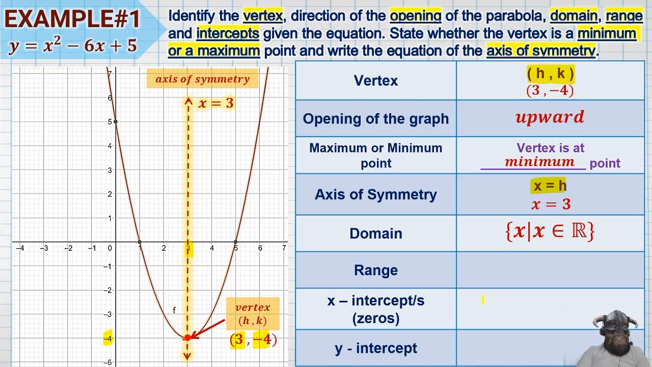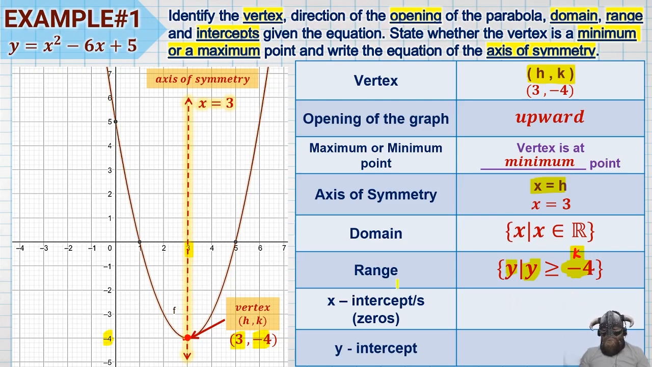So, we just need to write it into set notation. Greater than or equal. So, y such that y is greater than or equal to -4. Where in -4, madali lang naman i-identify yan. Si -4 is yan yung ating k value of the vertex.